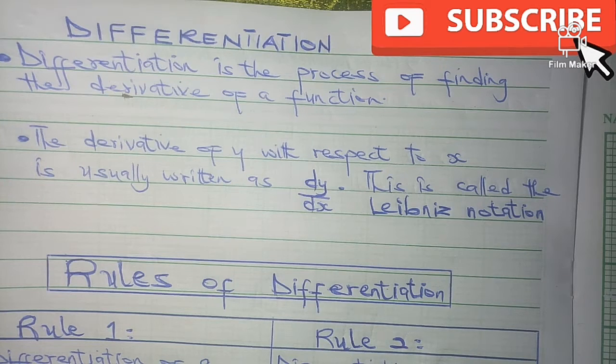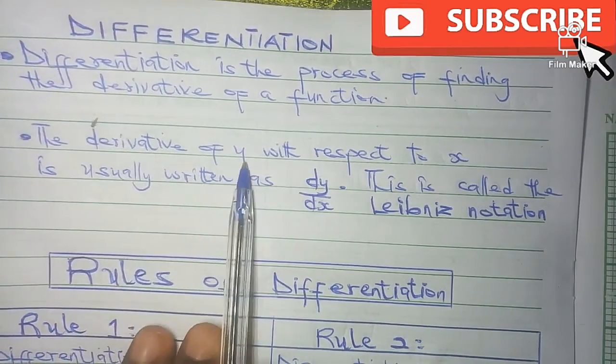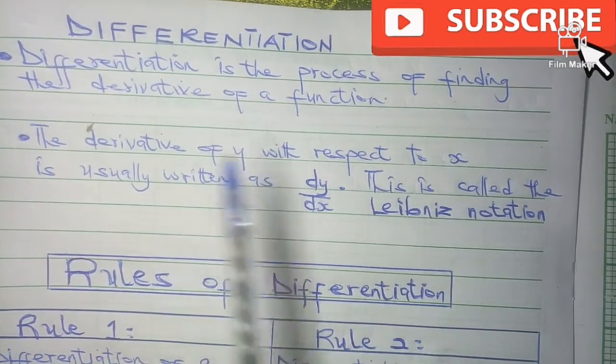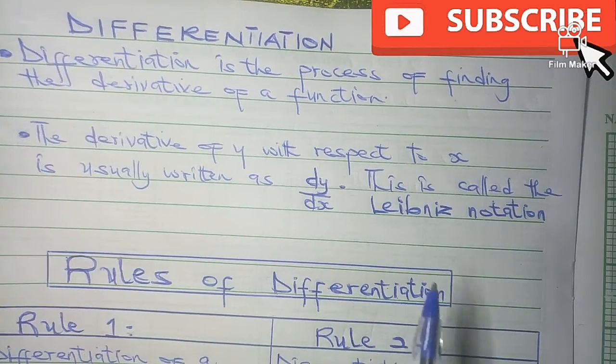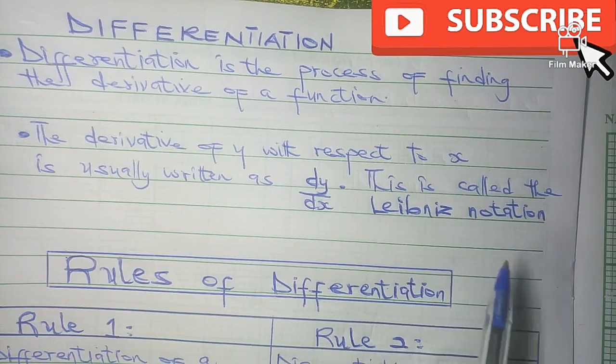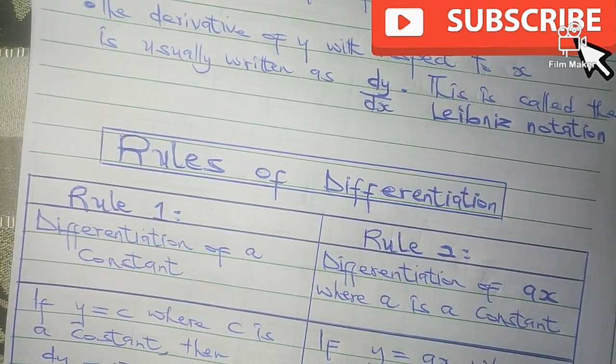Now, the derivative of a function is also called its derived function or its differential coefficient, or you can also call it the gradient function. The derivative of y with respect to x is usually written as dy/dx. This is what we call the Leibniz notation. Now let's look at rules of differentiation.